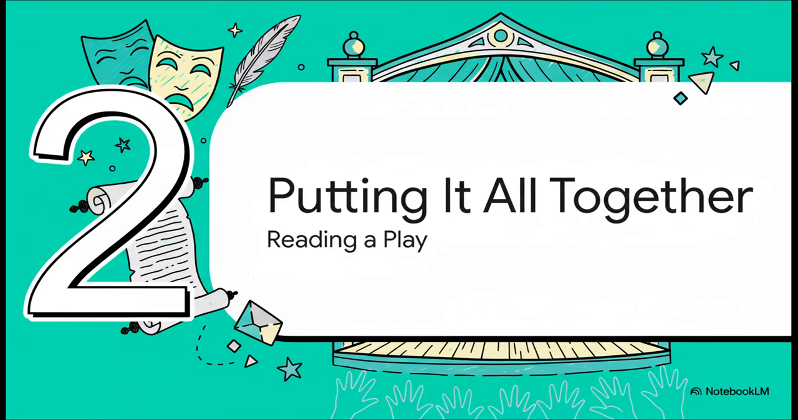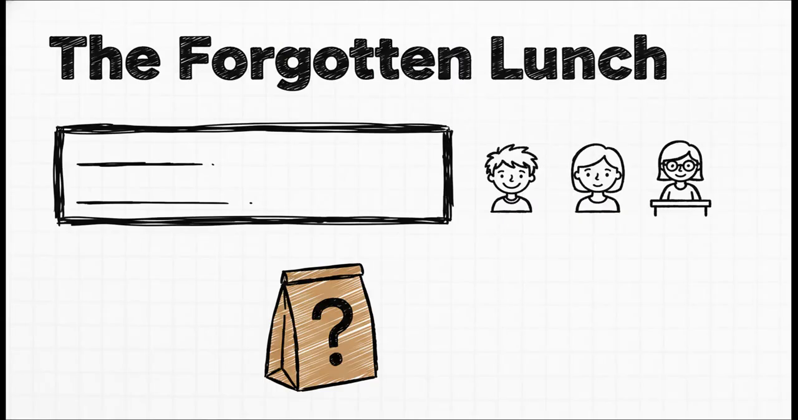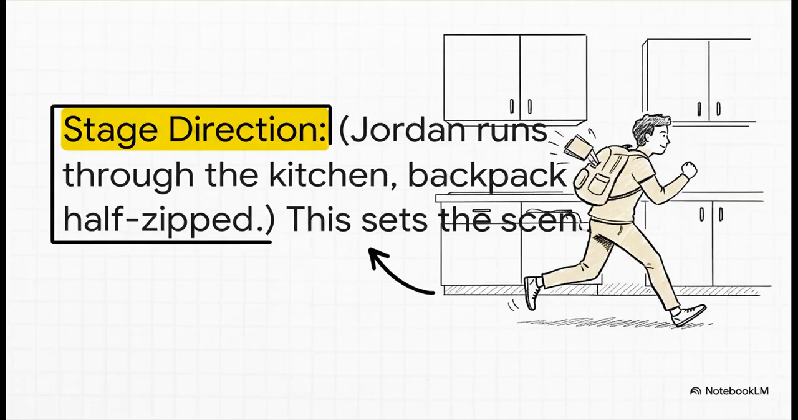So, knowing the parts is one thing, but seeing them all work together, that's where the magic really happens. Let's look at a tiny piece of a script to see how these elements combine to create an actual story. Okay, so our little play is called The Forgotten Lunch. Right at the top, we see our cast: Jordan, who's a middle schooler, Jordan's mom, and Miss Fields, the school secretary. We already know who we're dealing with. And we're into scene 1, which takes place at home.